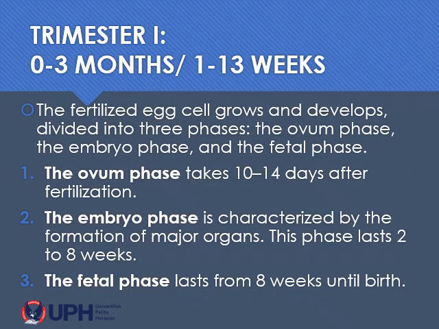Now, what happens in trimester 1? Trimester 1 is around 0 to 3 months, or around 1 to 13 weeks. This is where the fertilized egg cells grow and develop, and it's divided into three phases: the ovum phase, the embryo phase, and then the fetal phase. The ovum phase takes around 10 to 14 days after fertilization, and then the embryo phase is the process when all the major organs of the baby start to develop, and this lasts around 2 to 8 weeks. And then the fetal phase is when the cells already become a fetus, and it lasts from week 8 until birth.